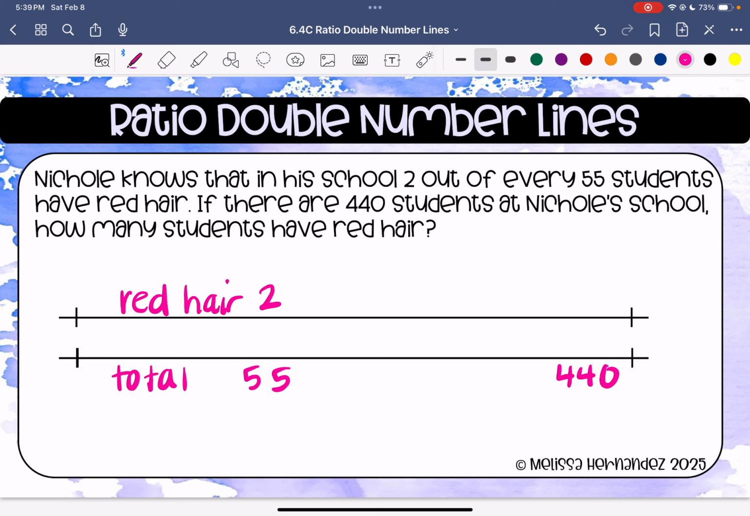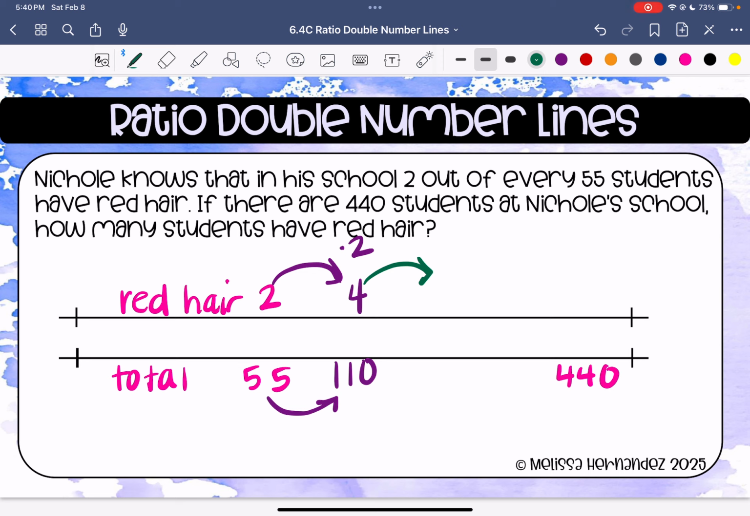That works too. So we're looking at if there's a direct relationship between 55 and 440. So we're trying to get to 440. So let's try different ways. So I will double or scale 2 and 55 by 2. So this becomes 4 and this becomes 110. I'm still not to 440, so I will scale it again.